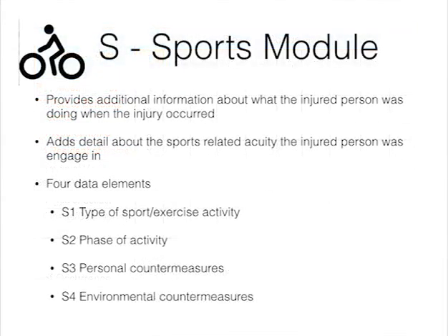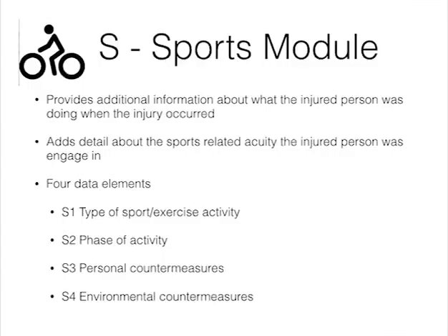The sports module provides additional information about what the injured person was doing when the injury occurred. It adds details about sports-related activities the injured person was engaged in. It has 4 data elements. Type of sports, exercise activity, is the specific sport or exercise in which the injured person was engaged at the time of injury. Phase of activity is the phase of the sport or exercise activity during which the injury occurred, such as warm-up phase, competition, or cool-down phase.